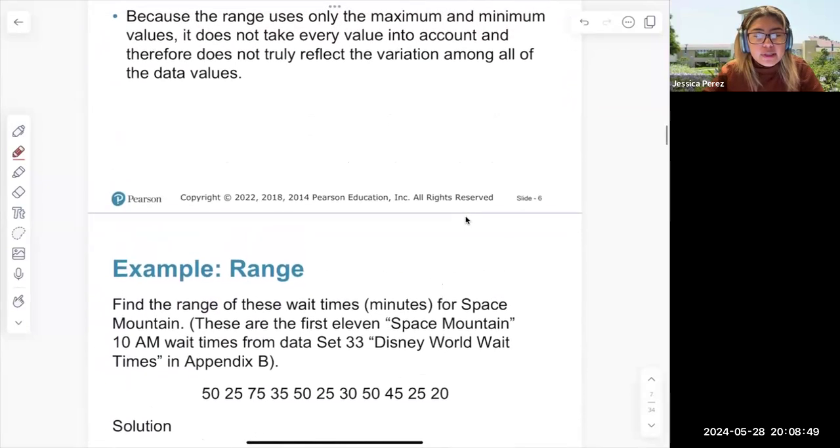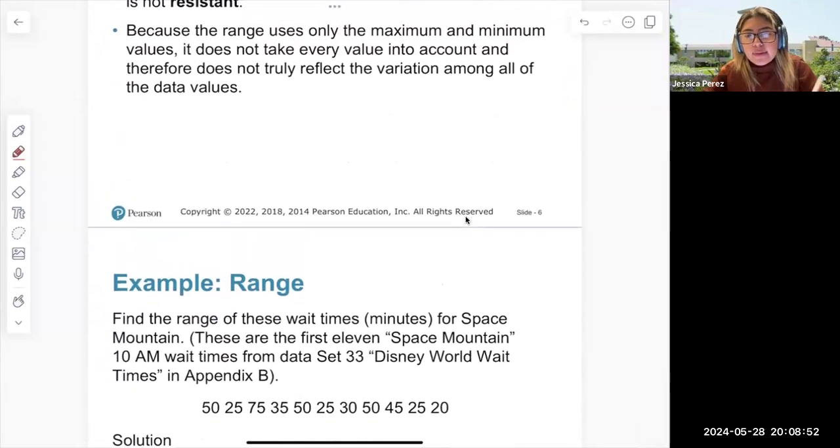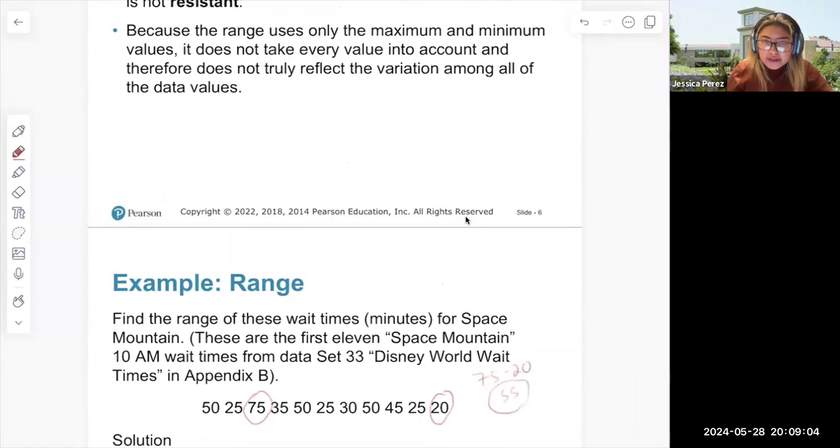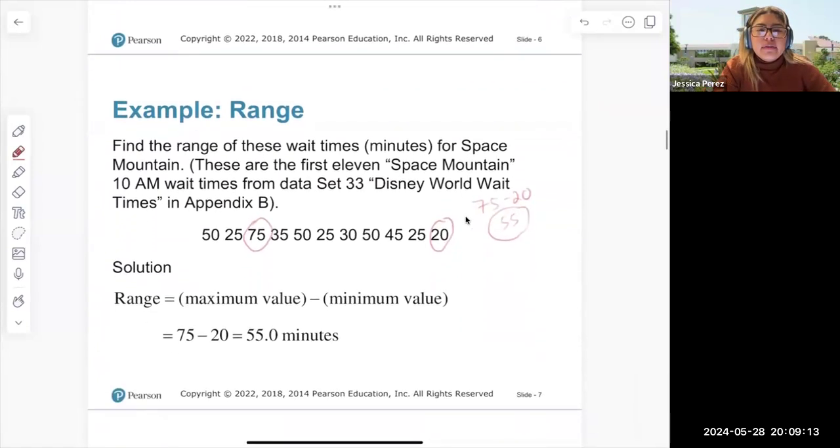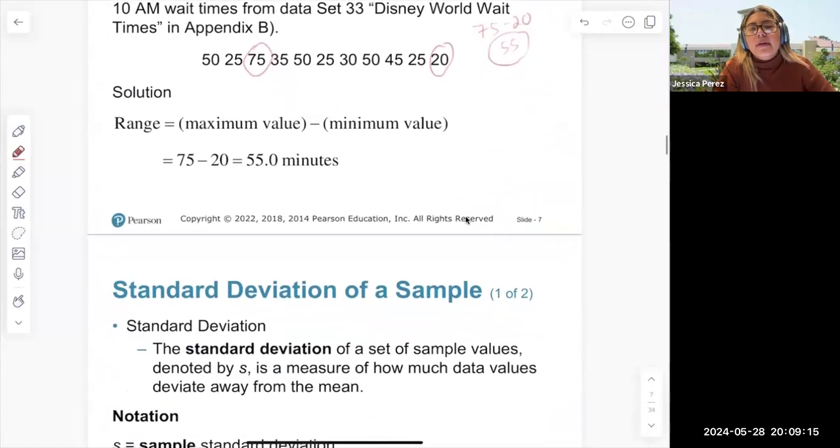Let's look at the example we saw previously. How would we find the range? The range is the highest minus the lowest, so it would be 75 minus 20. That gives us 55, so 55 minutes is the range of the problem. That's how you find the range: the maximum minus the minimum.